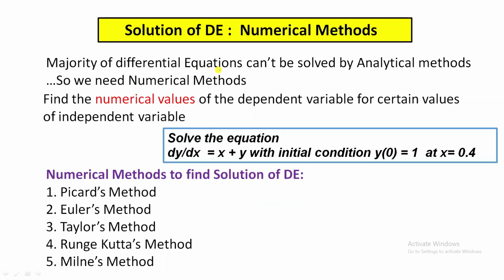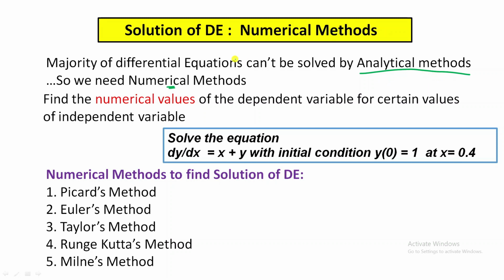To find the solution of differential equations, we can have many methods, like the integration method we saw. There can be other methods also. Those are called analytical methods. There are some equations which cannot be solved by these analytical methods. To find the solution of those differential equations, we need numerical methods. Numerical methods will not give me an equation. They will give me some numerical values. This is one important difference between numerical methods and analytical methods.